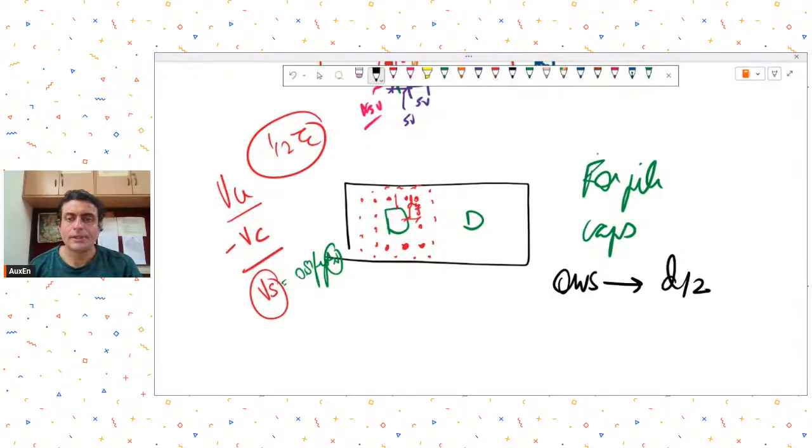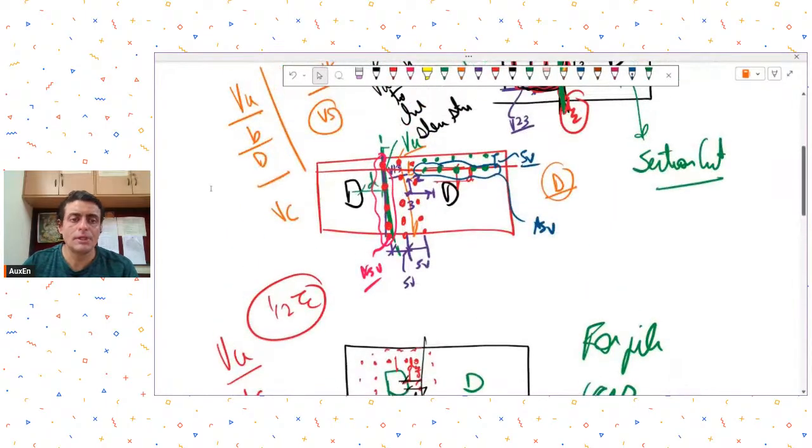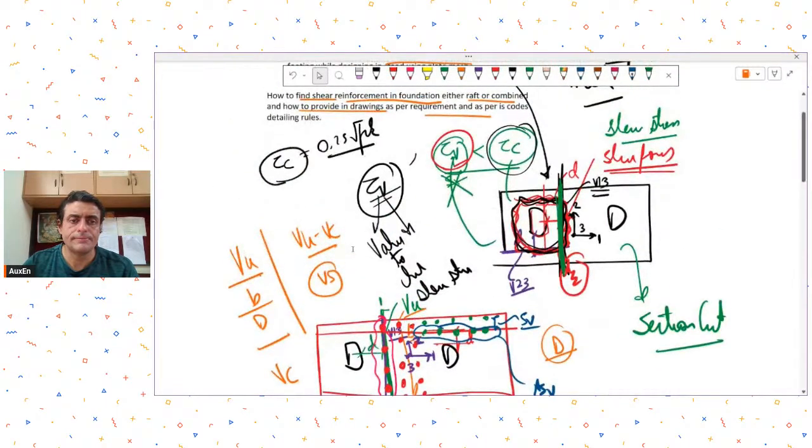So just make this correction in the earlier explanation. For one-way shear as well as for two-way shear, the distance remains d by 2. So whatever I said, even for one-way shear, if it's a case of pile cap, you need to check it d by 2 distance away. Other things remain the same.